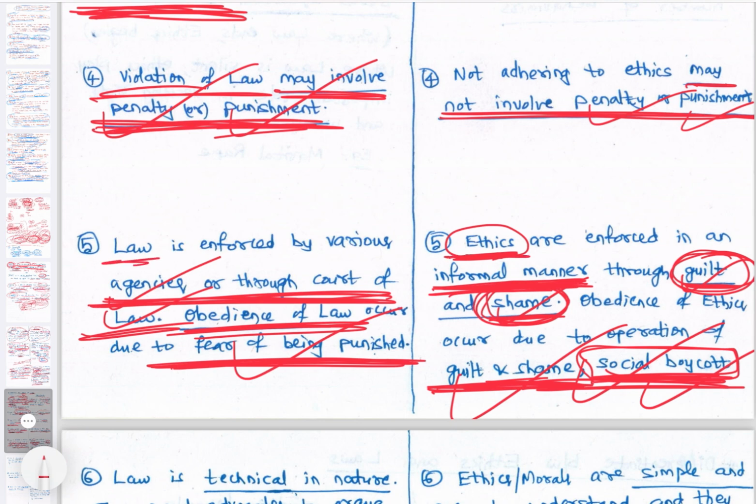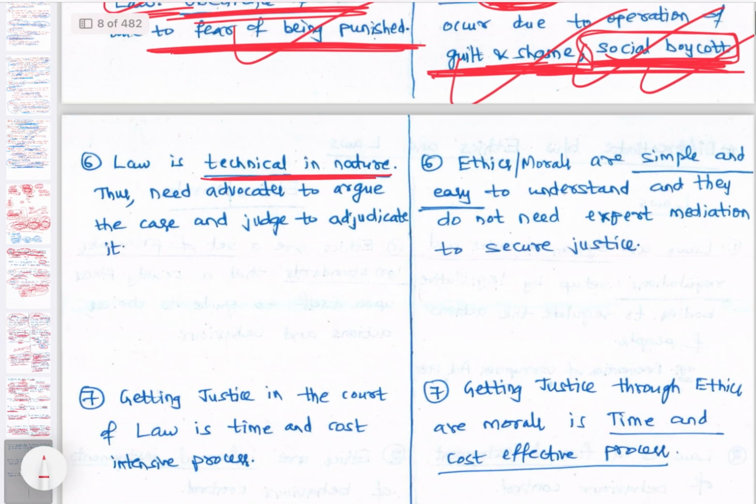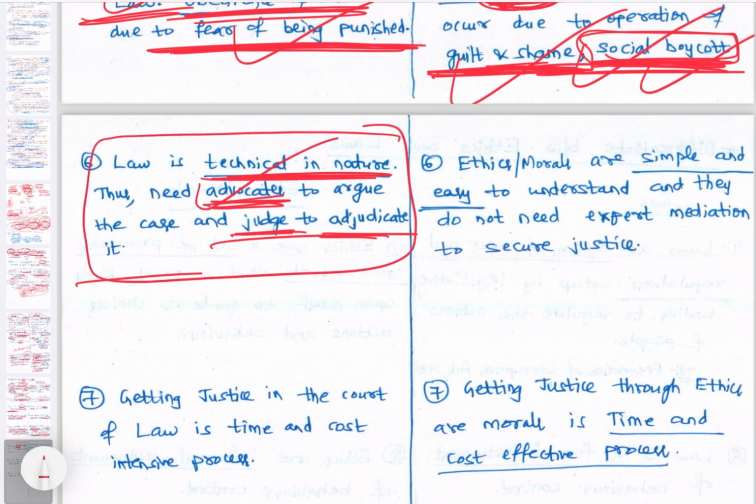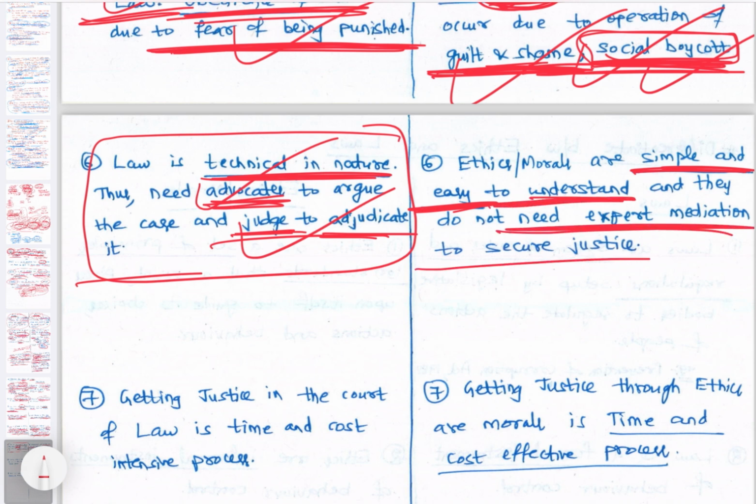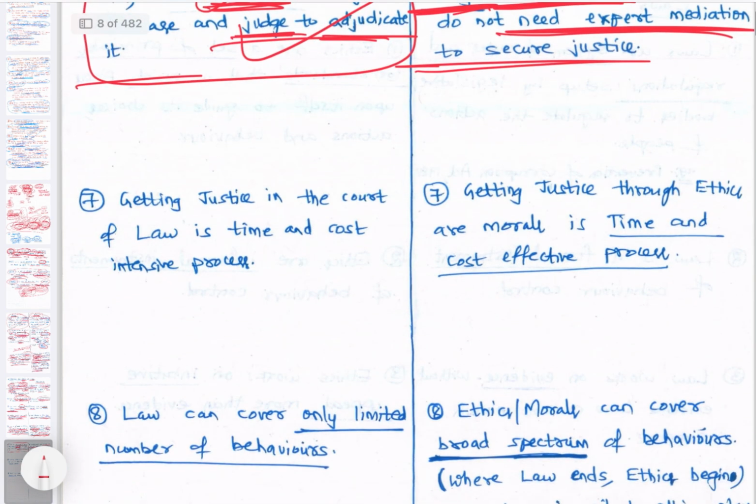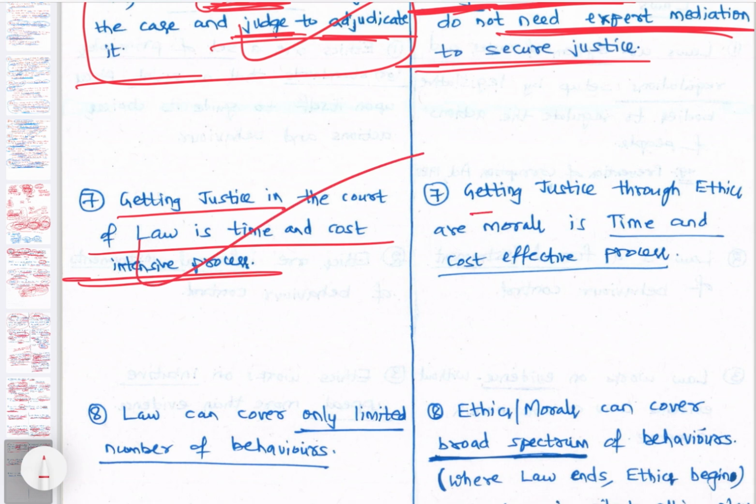So law and ethics का difference. Then law is technical in nature, thus needs advocates to argue the case and judges to adjudicate it. See, this is a general point. By technical है, you need advocates and you need judges. Morals and ethics are simple and easy because भाई दारू पीना गलत है, दारू पीना सही है, सोसाइटी के हिसाब से क्या है, simple and easy to understand, and they do not need expert mediation to secure justice. ठीक है. Then getting justice in court of law is a time and cost intensive process. Getting justice through ethics and morals is a time and cost effective process.